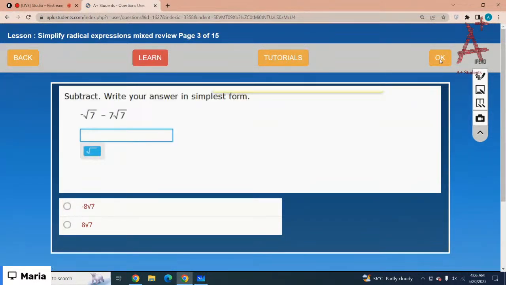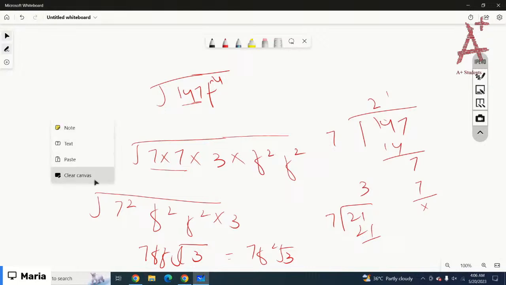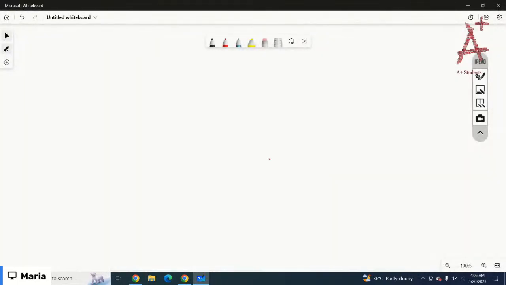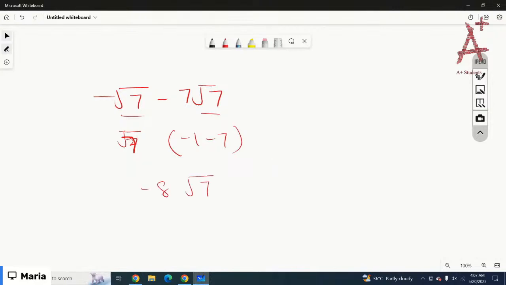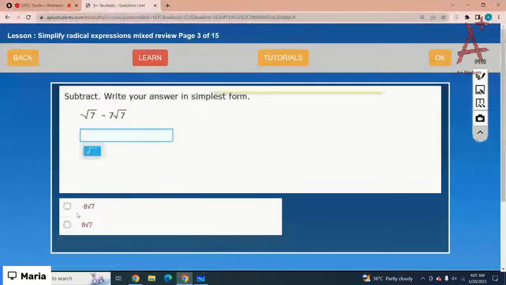Okay, the next one is minus square root 7 minus 7 square root 7. You can take square root 7 common, you are left with minus 1 minus 7. Got it? So minus 1 minus 7 makes negative 8. It would be negative 8 square root 7. Negative 8 square root 7 is the correct option.